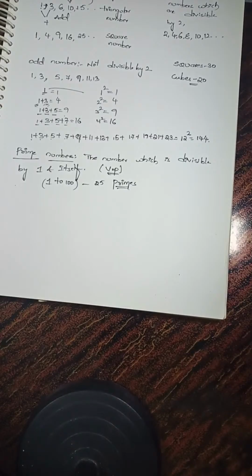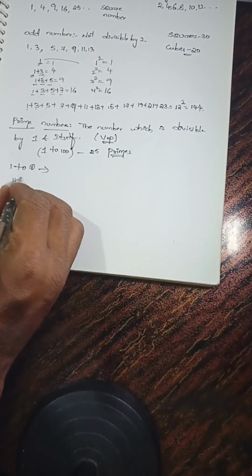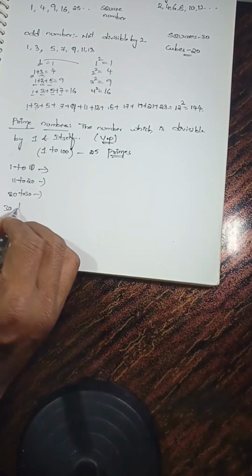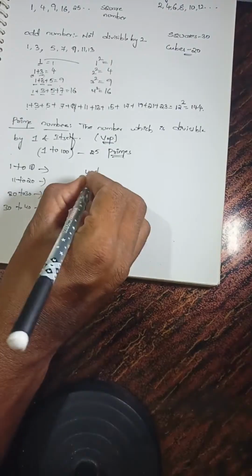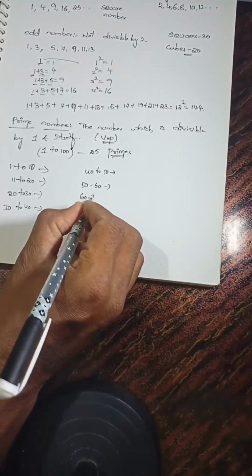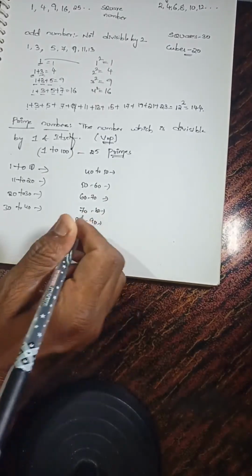If you have any doubt, you can write the odd numbers separately. If you are getting any confusion, write them down separately. Very simple. From 1 to 10, how many are there? From 11 to 20, 20 to 30, 30 to 40, 40 to 50, 50 to 60, 60 to 70, 70 to 80, 80 to 90, 90 to 100.